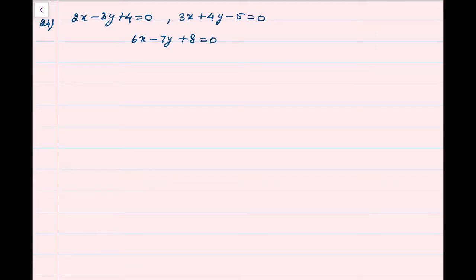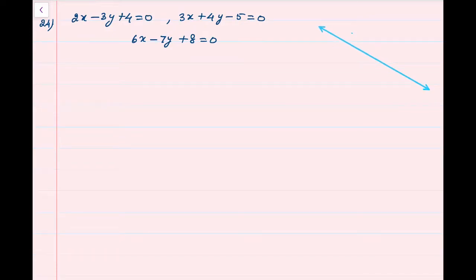Question 24. A person standing at the junction crossing of two straight paths represented by the equations 2x minus 3y plus 4 equal to 0 and 3x plus 4y minus 5 equal to 0 wants to reach the path whose equation is 6x minus 7y plus 8 equal to 0 in the least time. Find the equation of the path that he should follow.